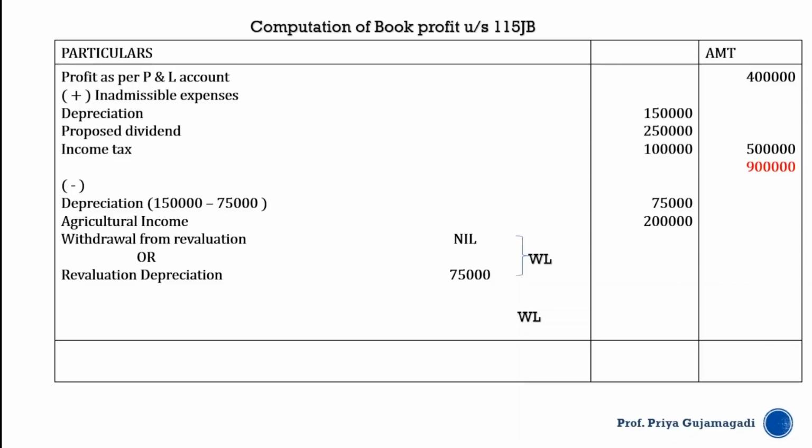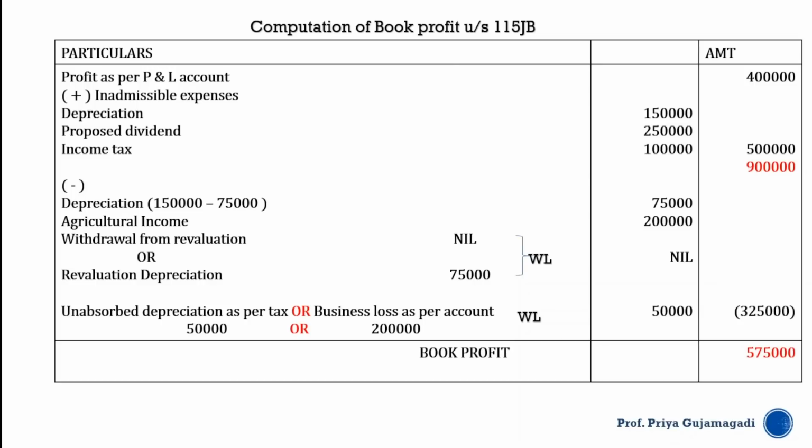Next, unabsorbed depreciation as per tax rule or business loss as per account. So it is actually unabsorbed depreciation as per account and business loss as per account. We have to take it, and unabsorbed depreciation is 50,000, business loss is 2 lakh. Whichever is less we have to take, that is 50,000. Total it 3,25,000. So 9 lakh minus 3,25,000, book profit will be 5,75,000. So now we got a total income and book profit.